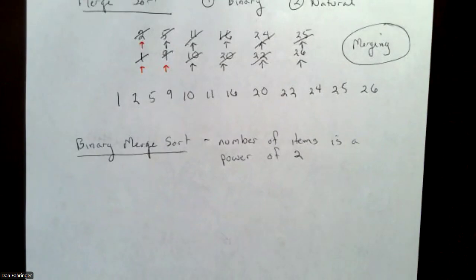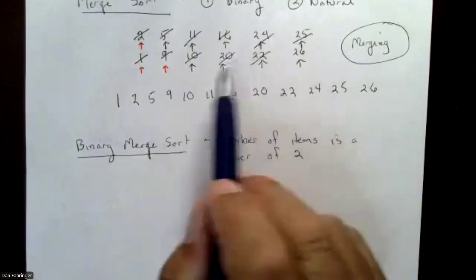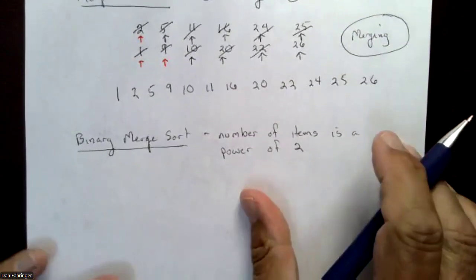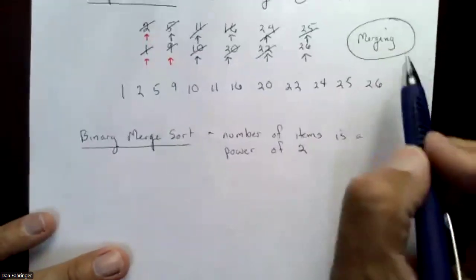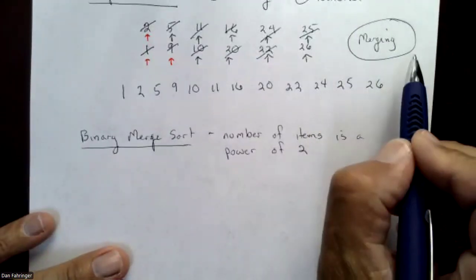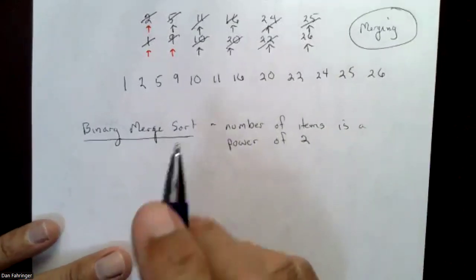Binary merge sort. All right, so I had 12 numbers up here. I'm going to go with 16 numbers, and I'm going to use this idea of merging so that I can sort a list of numbers.